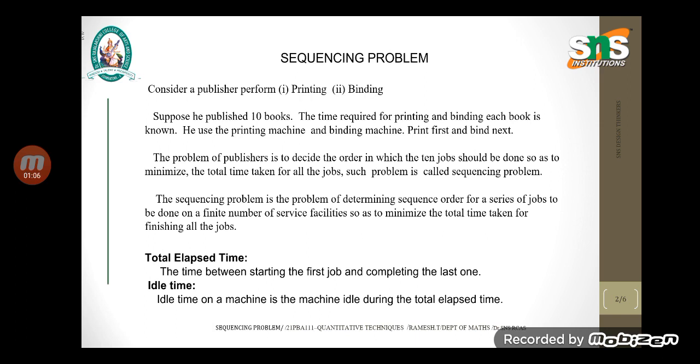Before going to the problem, we have two important definitions. One is, what is total elapsed time? The total elapsed time is the time between starting the first job and completing the last one. What is the idle time? The idle time on machine A is the time the machine is idle during the total elapsed time.